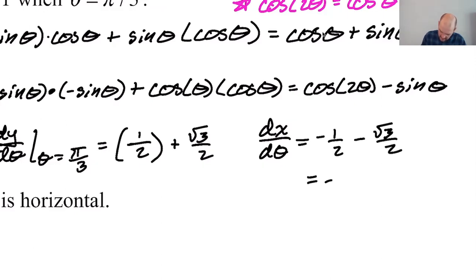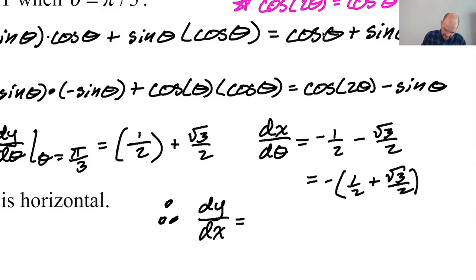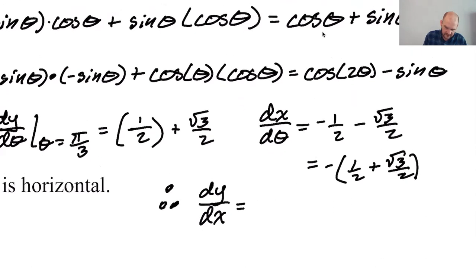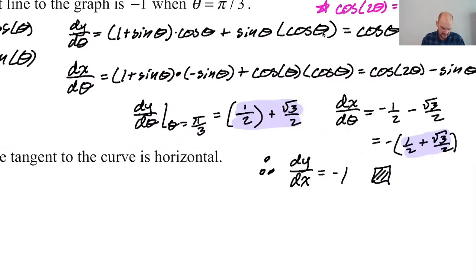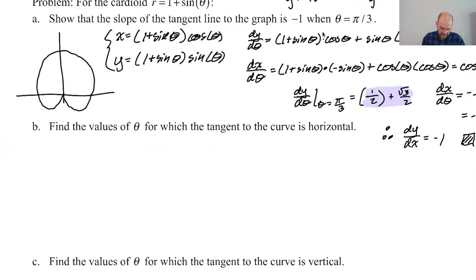Okay, so this is the negative of 1/2 plus radical 3 over 2. So therefore, dy dx is, you can see it's -1 because this is 1 half plus radical 3 over 2, and this is 1 half plus radical 3 over 2. We're dividing them, so you just get -1. And that's what we wanted to do. So I'm going to put the little box and say that we did our job, right? dy d theta over dx d theta is -1. That's dy dx. All right. Find the values of theta for which the tangent to the curve is horizontal.